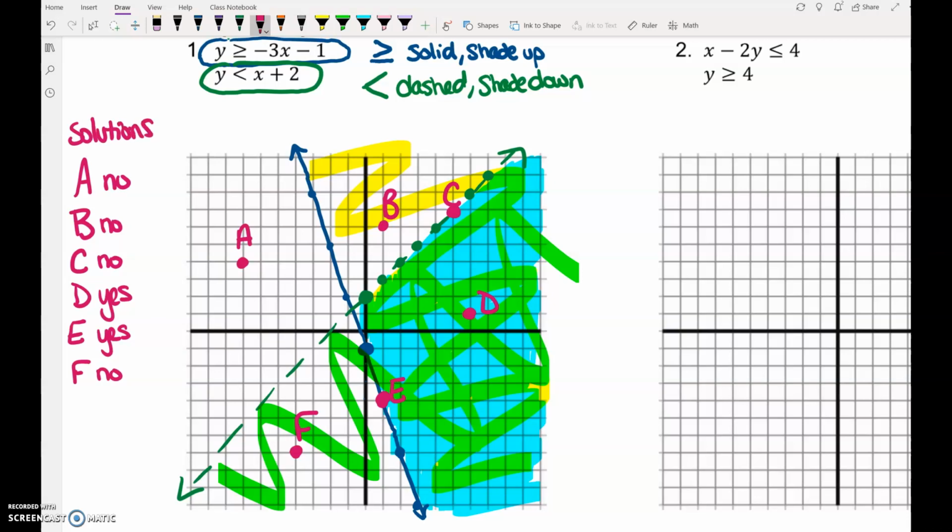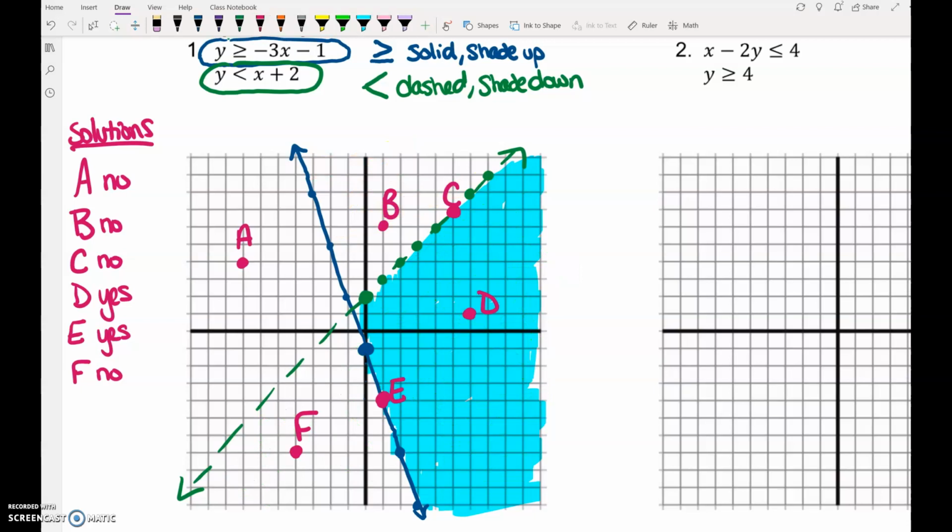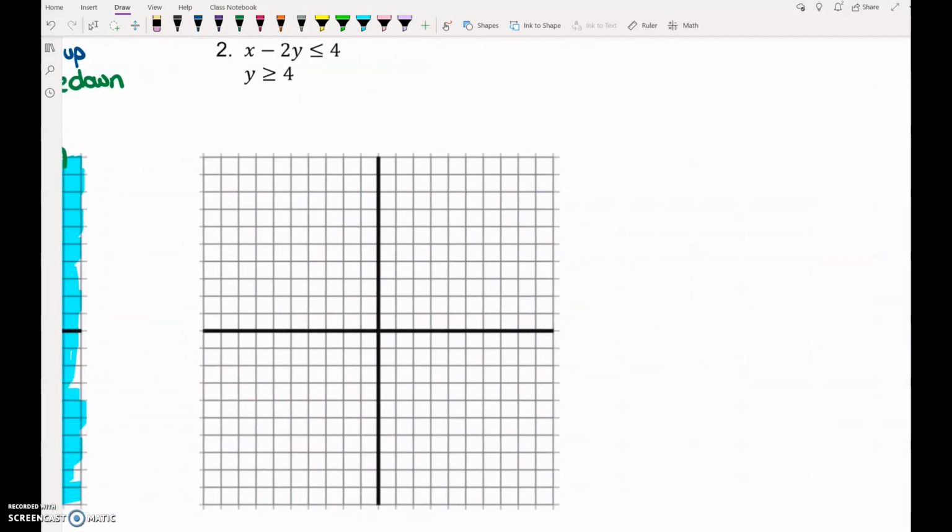So if you want to look back at this on the notes on Teams, you can see where the solutions are. Honestly, what I would do is erase those, so now our final solution area can be seen. All right, let's try another one.